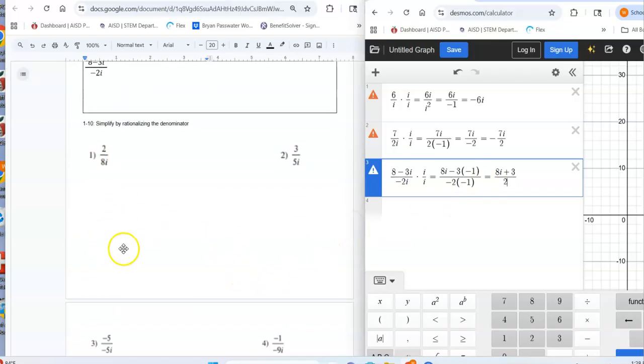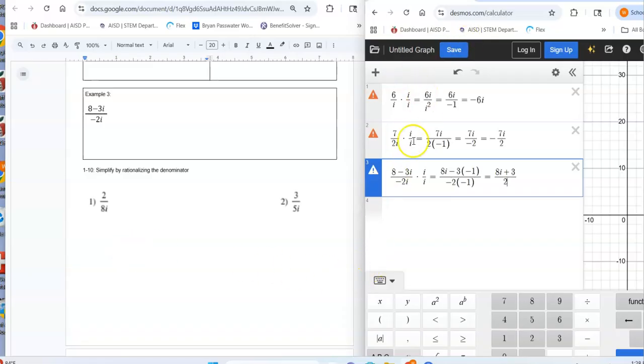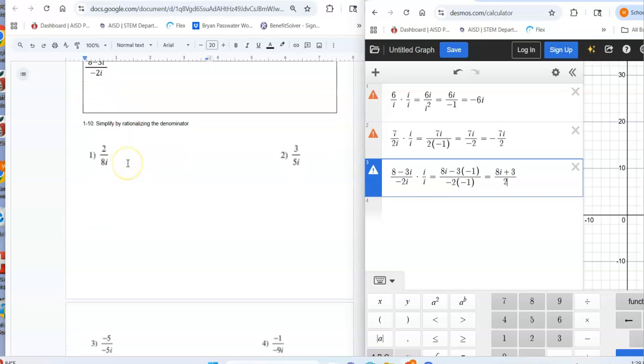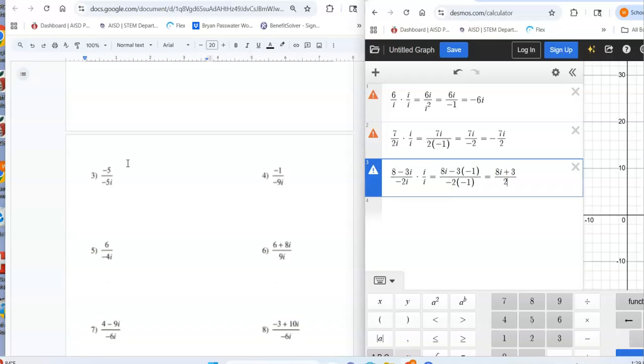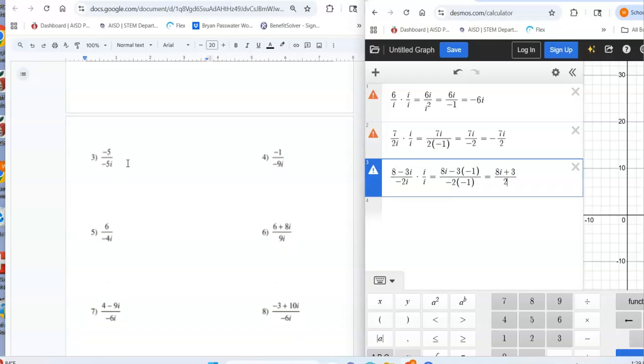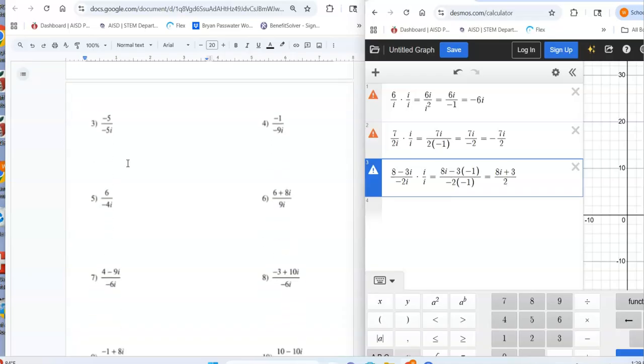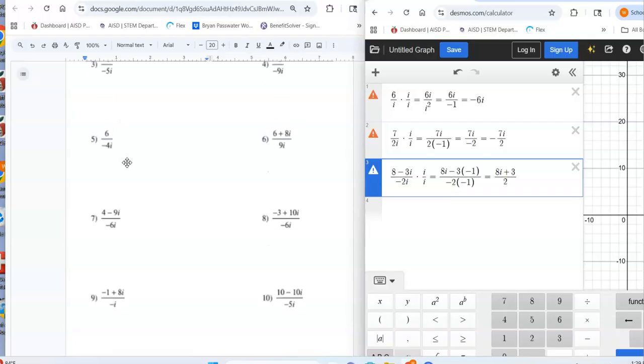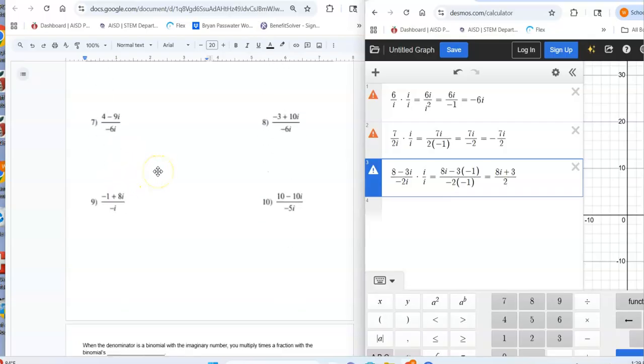So notice for every single one of these, even if it's got minus and plus and all kinds of weird stuff, you still multiply times i over i and simplify from there. And really the key thing to remember is i squared is -1. That's very helpful with all of these.